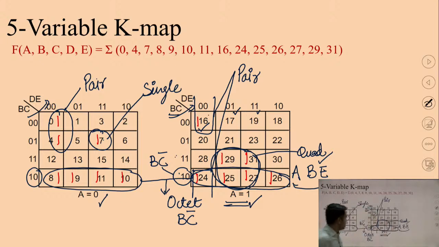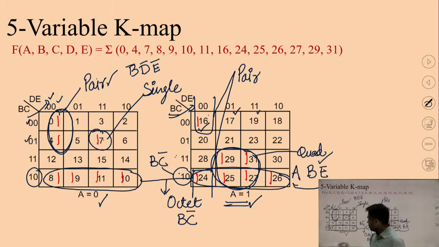Okay, similarly you can go here and make right answer for this pair. So for this pair, this 0 0 which corresponds to B bar, and from column side it is 0 0, that means D bar E bar. So B bar, D bar, E bar, and this pair is only made in the first K map, which corresponds to A is equal to 0. So it will also be accompanied with A bar.